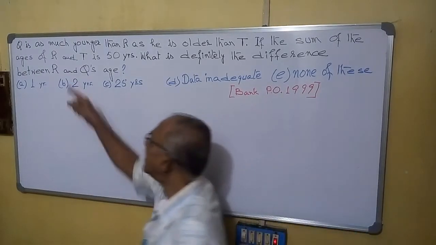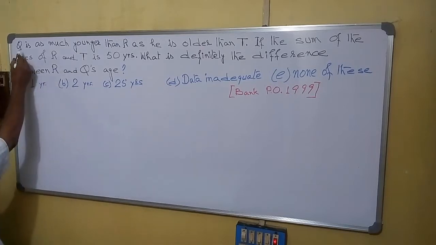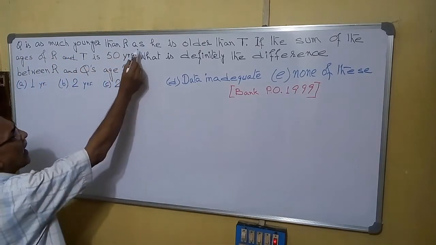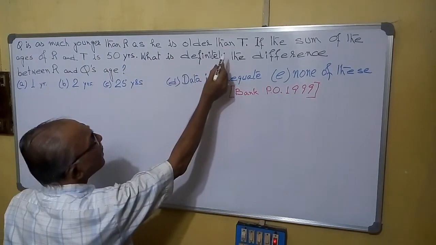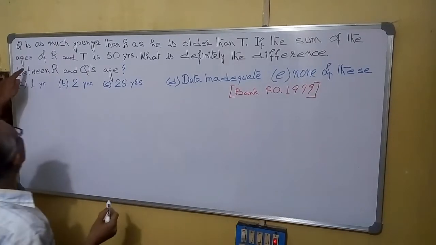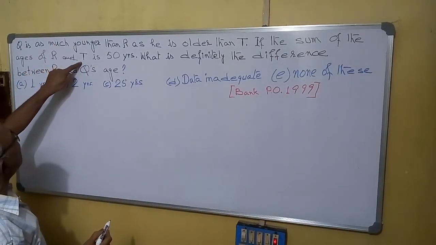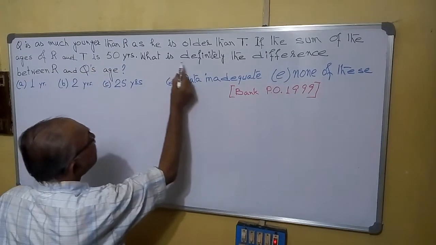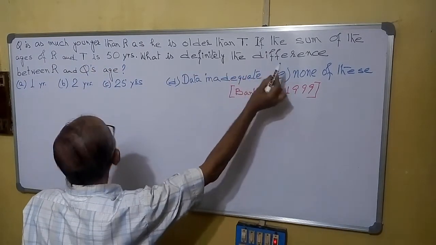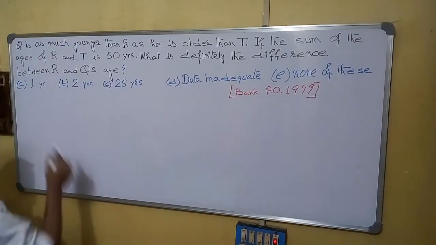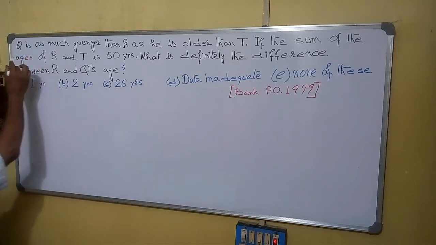Welcome. See this sum. Q is as much younger than R as he is older than T. If the sum of the ages of R and T is 50 years, what is definitely the difference between R and Q's age? So from the given information, how do we proceed first?